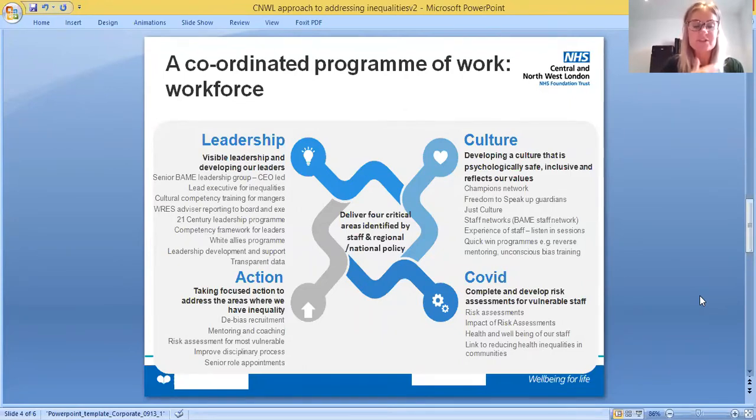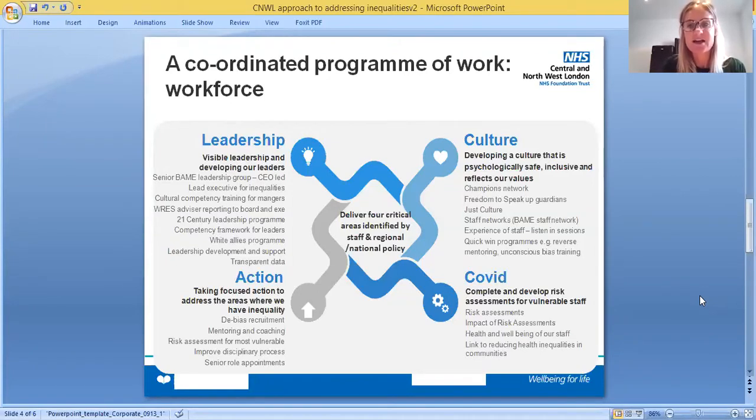So, an example of that is in our recruitment process. So BAME staff moving from interview and not into jobs, we recognise perhaps there was bias in the interview recruitment process, and taking action to address those types of areas. So that's examples of what we're doing within the workforce.